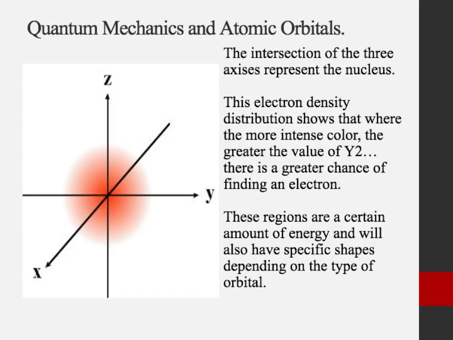So as you see in the picture here, the intersection of the three axes represents the nucleus. This electron density distribution shows that where the more intense color is, the greater the value of psi squared. There's a greater chance of finding an electron. These regions have a certain amount of energy and will also have specific shapes depending on the type of orbital, whether we're talking about S, P, D, or F, which your book shows you really nicely.